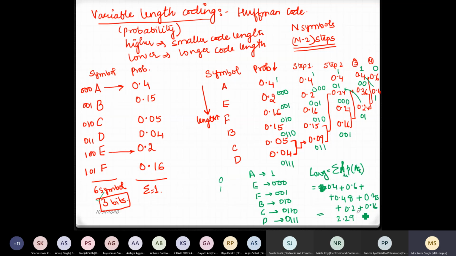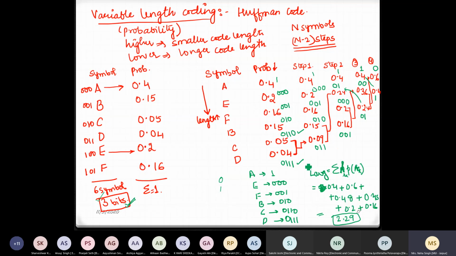Right, something 2 point something. So even though I am using 4 bits for 2 of the symbols, still the average length is much less than 3 bit. This is only 2 point something bits per symbol. So the compression has been achieved, right?